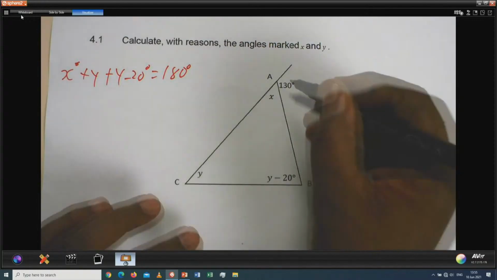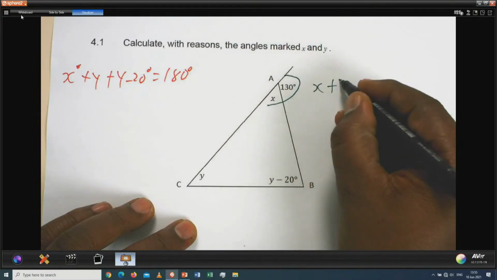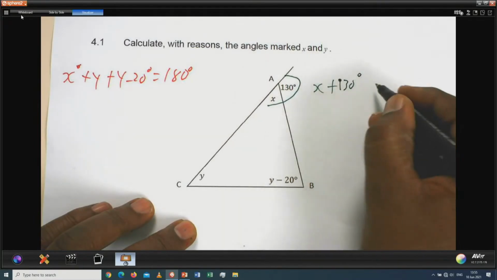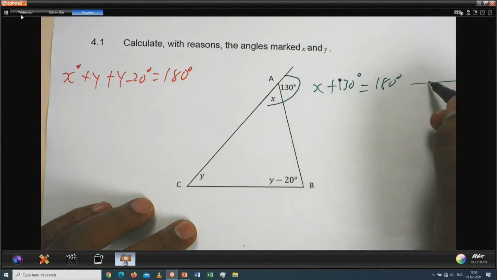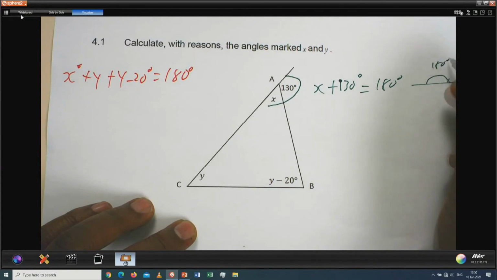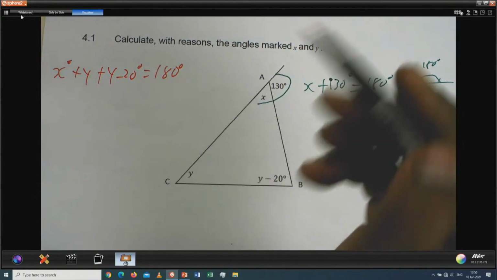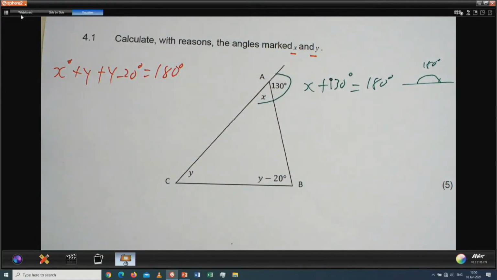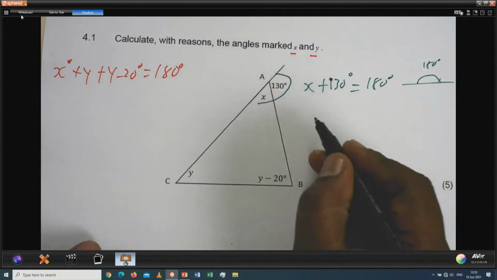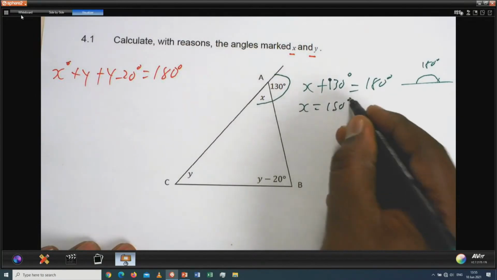Number two, you know X plus 130 is equals to 180. Why? Angles on a straight line, you remember, angles on a straight line, 180. So these properties are important to know. What is the question? X and Y. Now the property there is talking to you. Therefore, X is equal to 150 degrees.